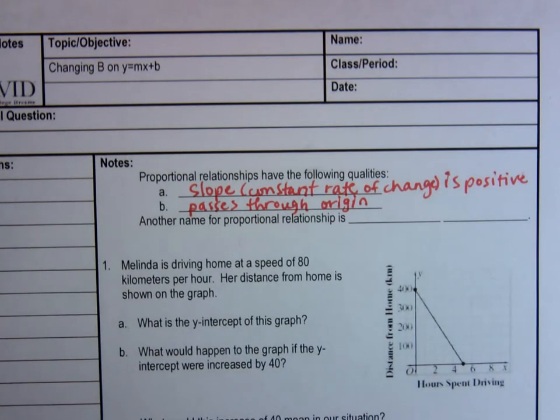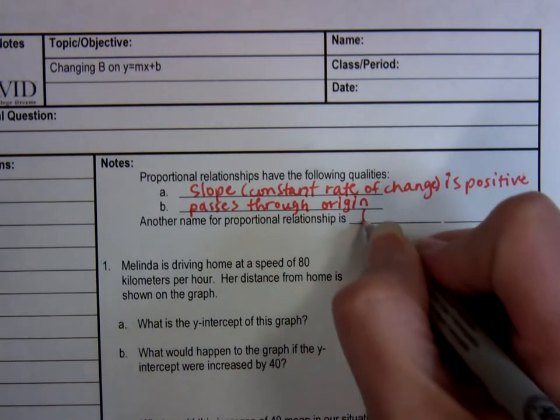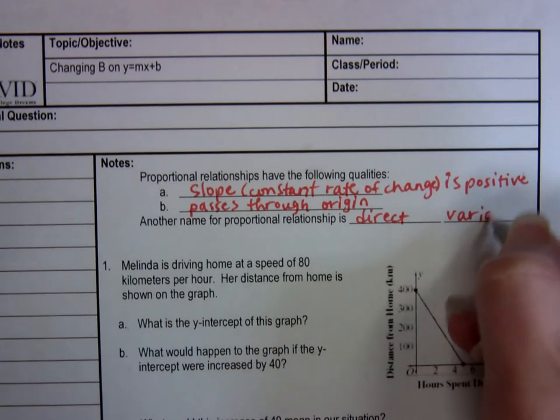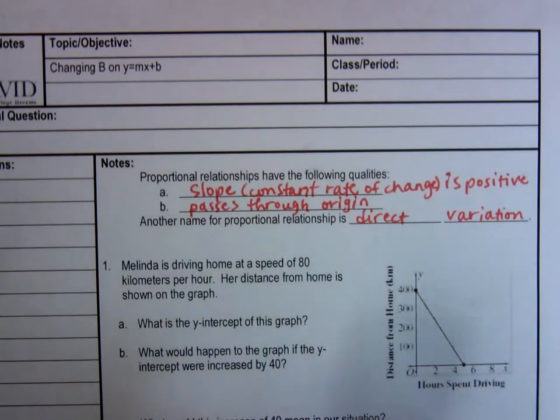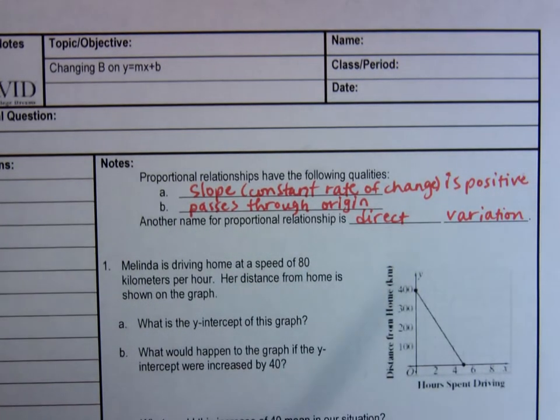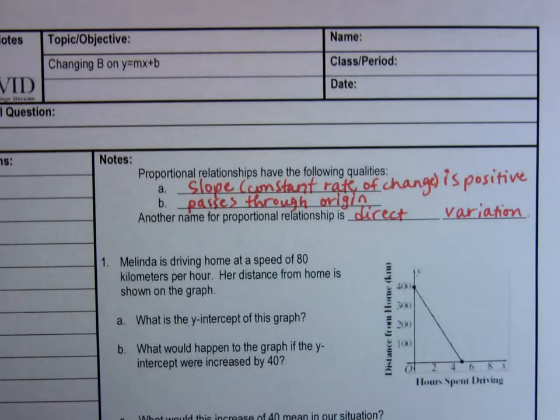Another name for a proportional relationship is direct variation. So a direct variation would also have those same characteristics. The slope would be positive, and it should pass through the origin. So let's look at the very first problem.